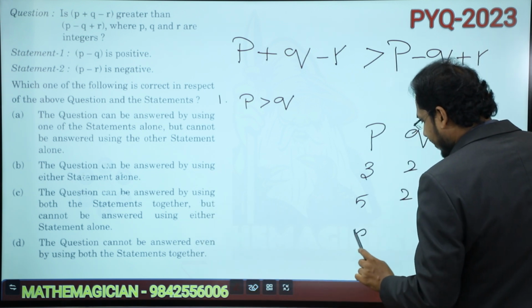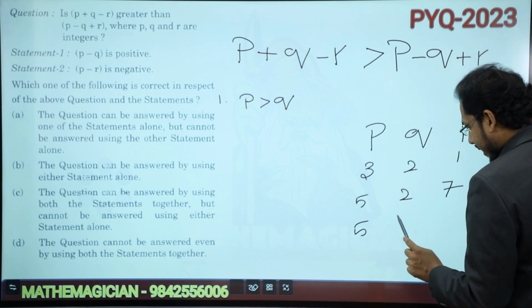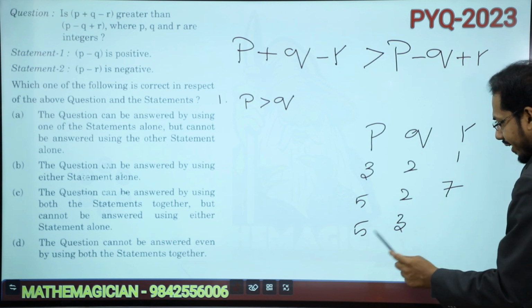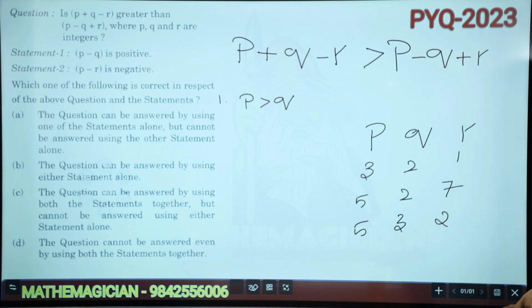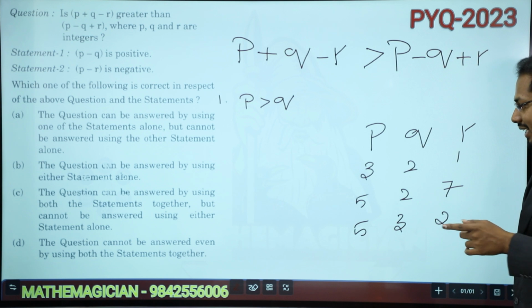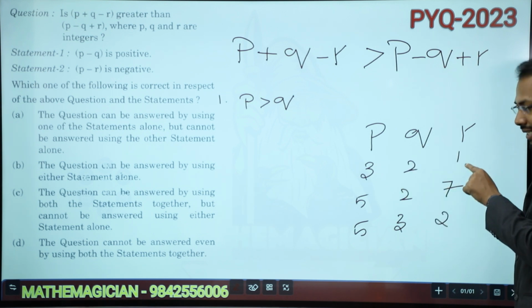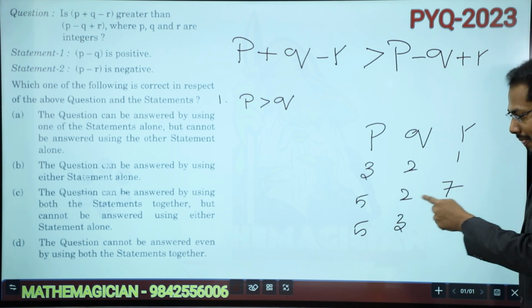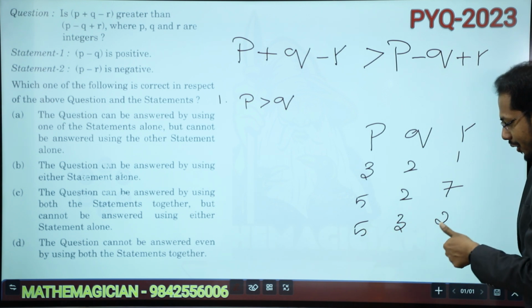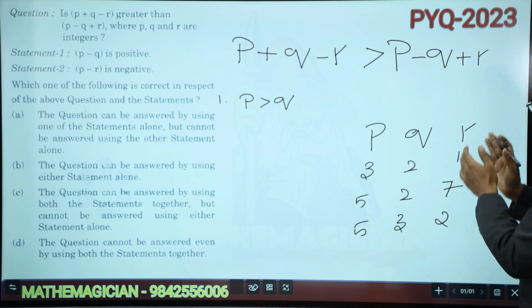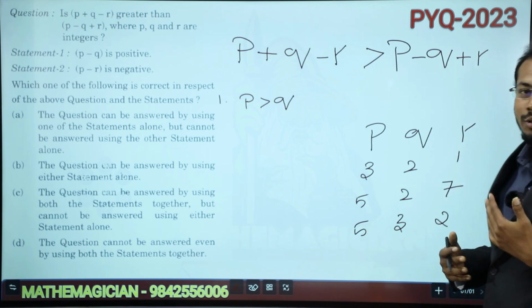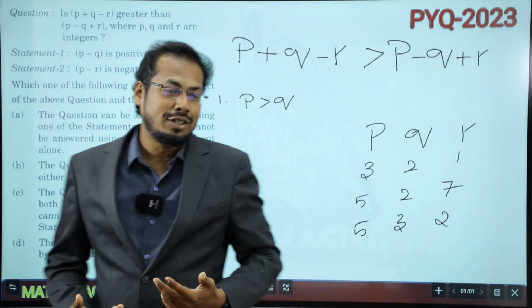This combination, 5. Here, I can take 3, and in between, number 2. Look at this, all three combinations are different. One is P less than Q less than R, and here R is in between P and Q. Because they don't say anything about R, I am going to take some combinations. Now, we are going to check.